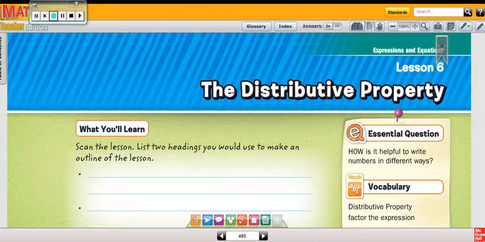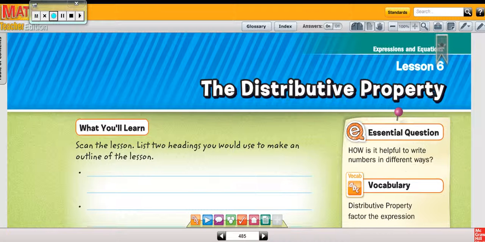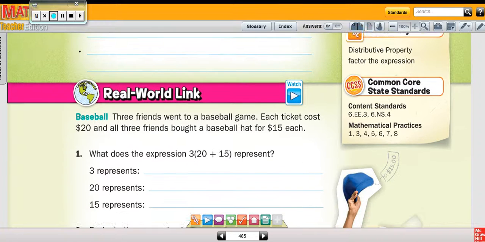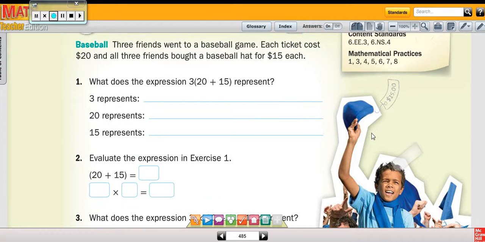Let's go down then to our real world link. Okay, go ahead and pause the video at this time and take a minute to complete these and then come back and join us. Pause the video.